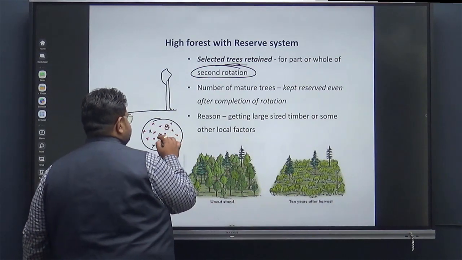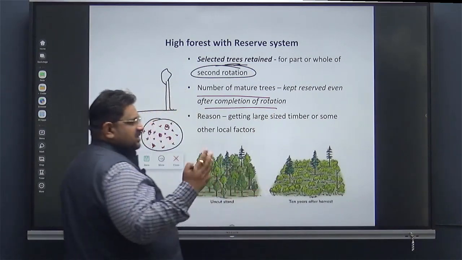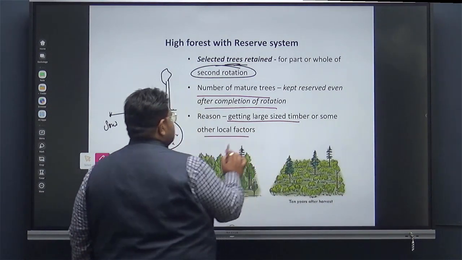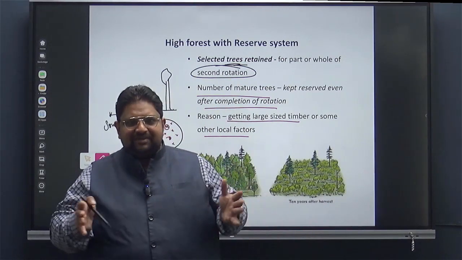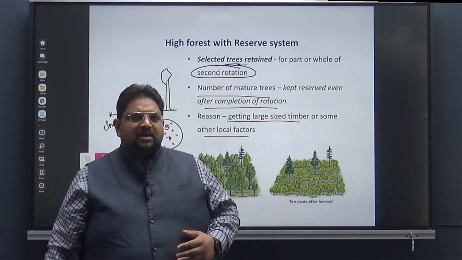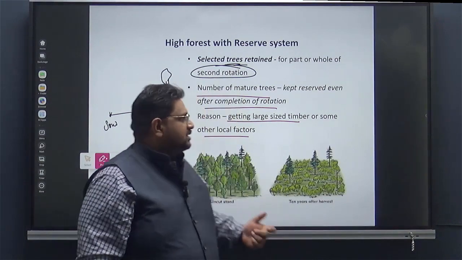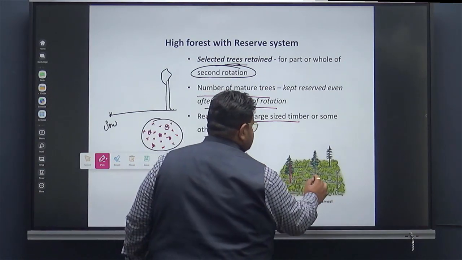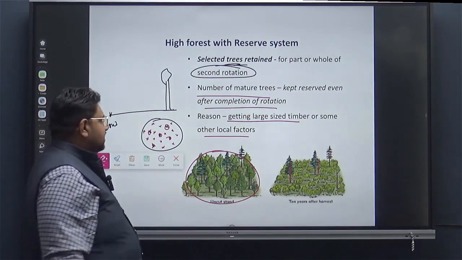These are called reserves. Okay. So a number of mature trees are kept in reserve even after they complete the rotation. The reason is to get large size timber or for some other local factors. Even though they have reached the rotation period, if you leave them, at least they will increase a little bit more in size and fetch more income than what they would have got at the rotation period. So this is the idea. This is like earlier uncut, and when it is cut, these trees are retained and the next generation comes or grows as an under canopy.